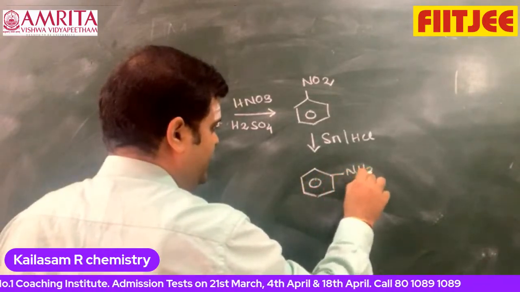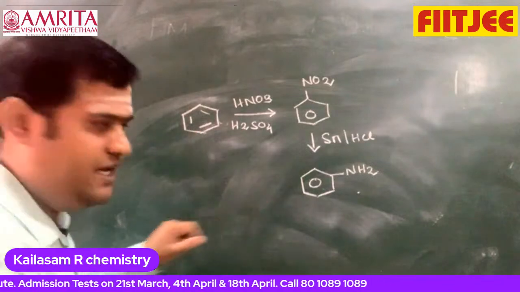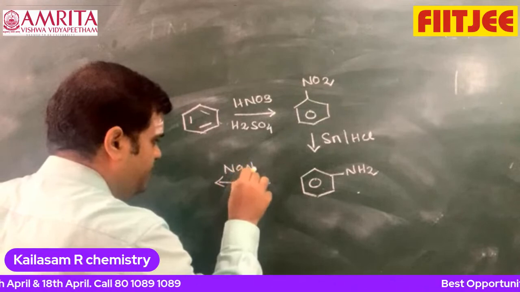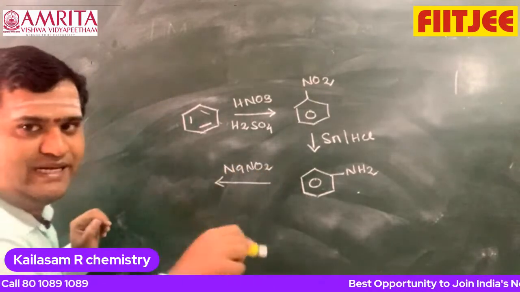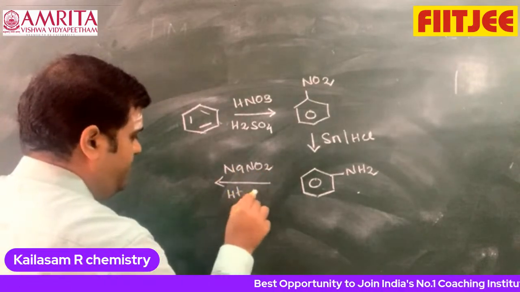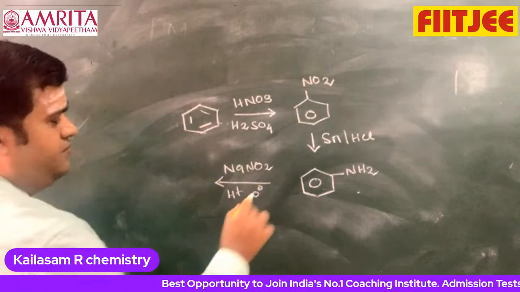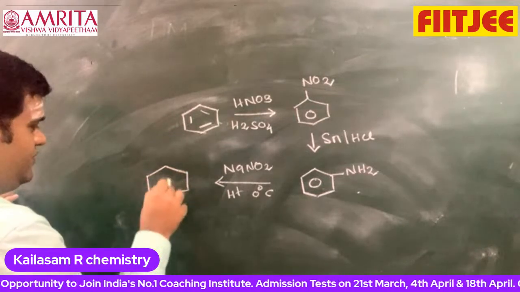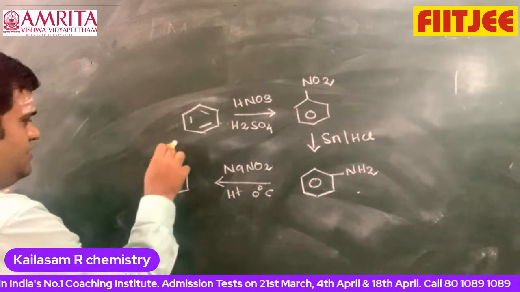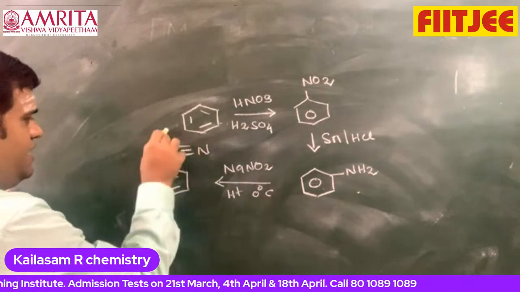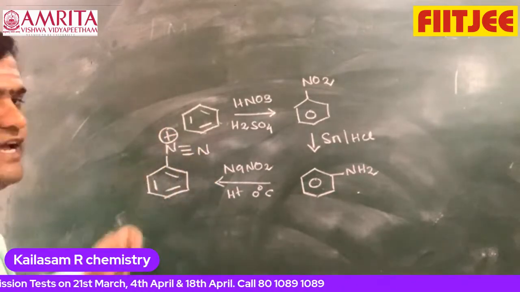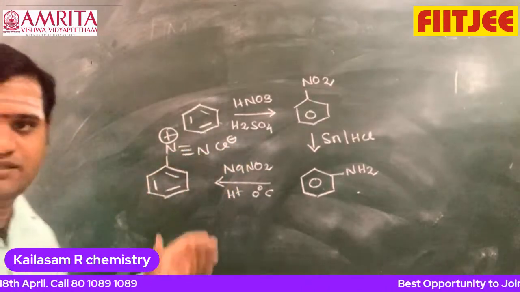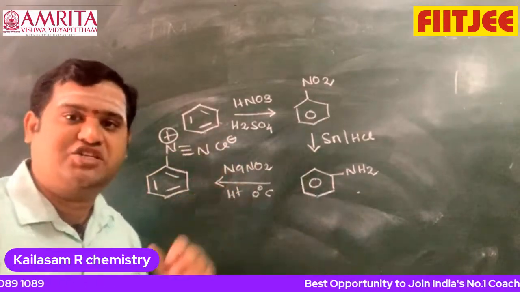Look at this, aniline. In this aniline, I'm using NaNO2, sodium nitrite, in presence of acidic medium at 0 degrees Celsius. What I'm going to get is N triple bond N plus. This is called diazonium salt, benzene diazonium salt. It's very important. This is stable at 0 to 5 degrees Celsius.